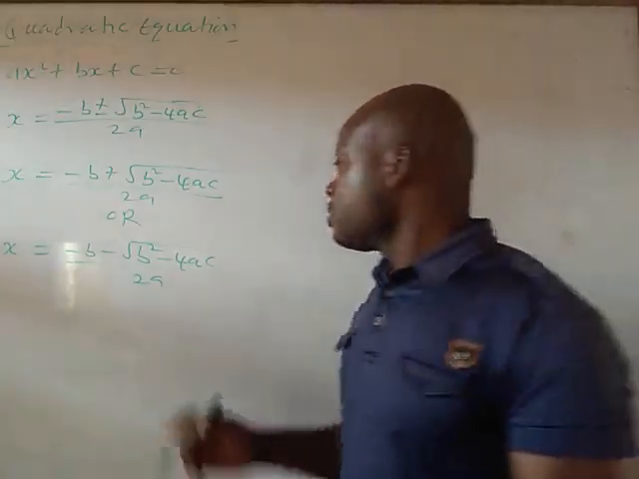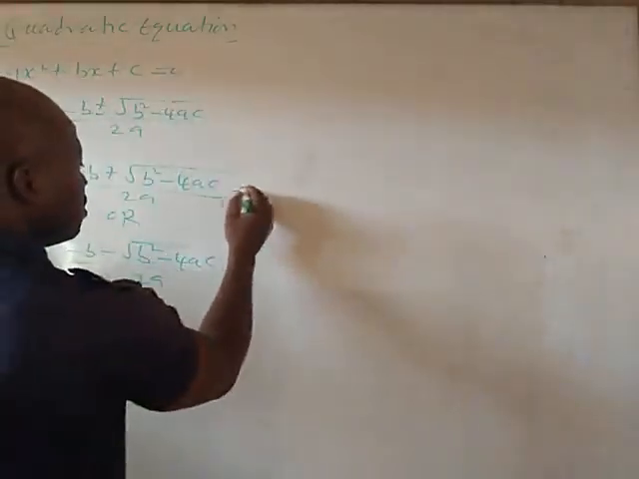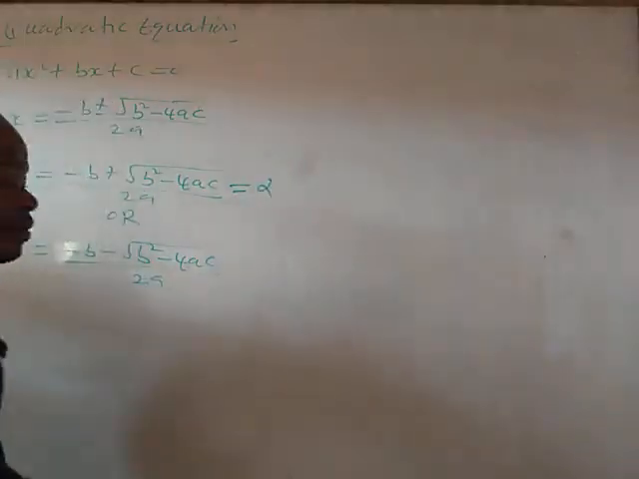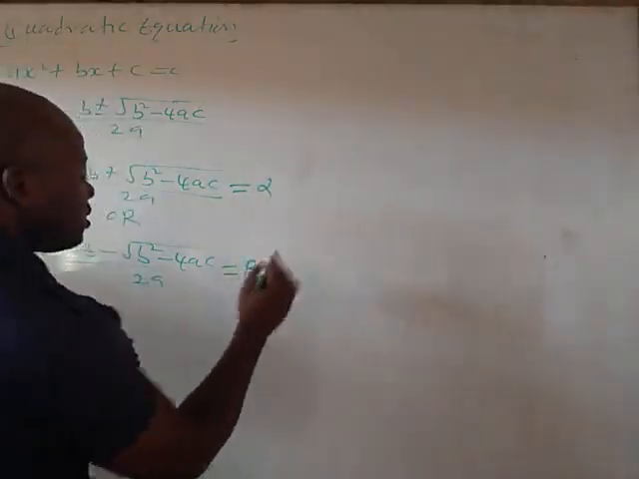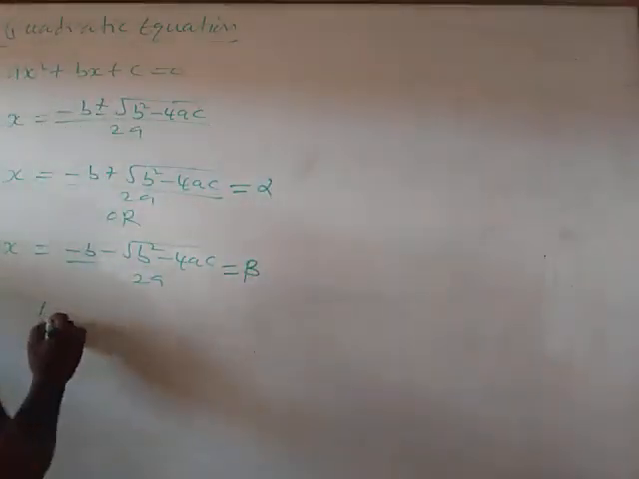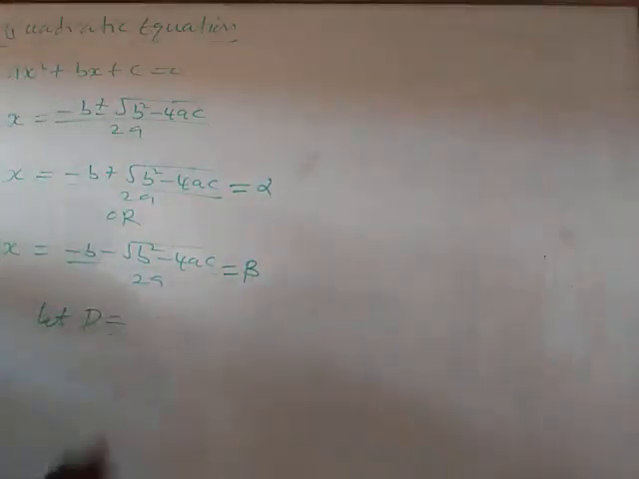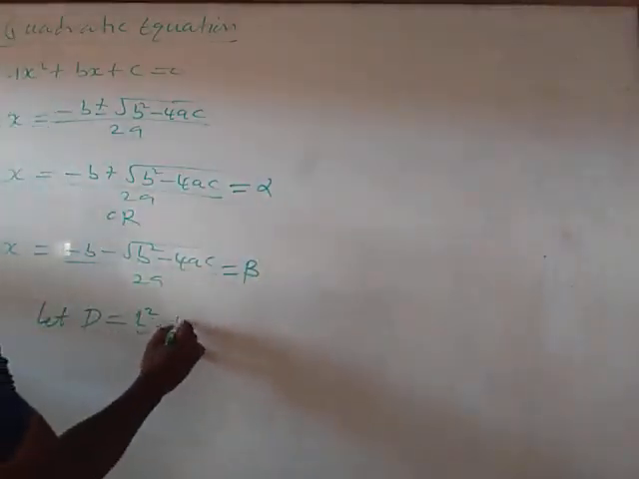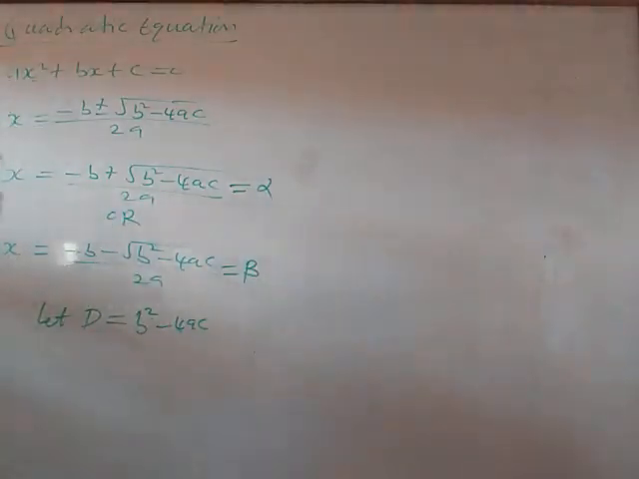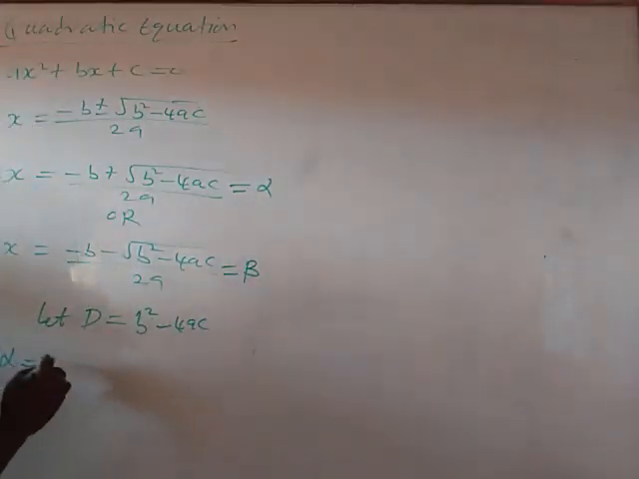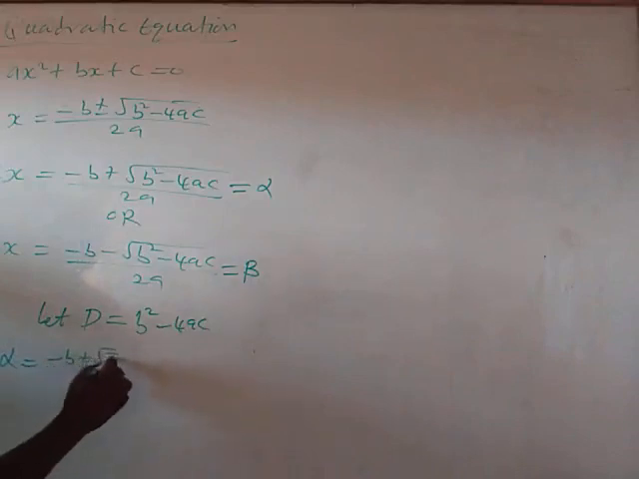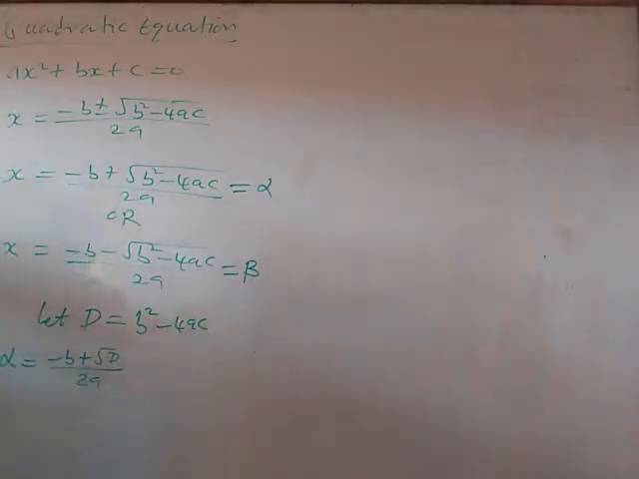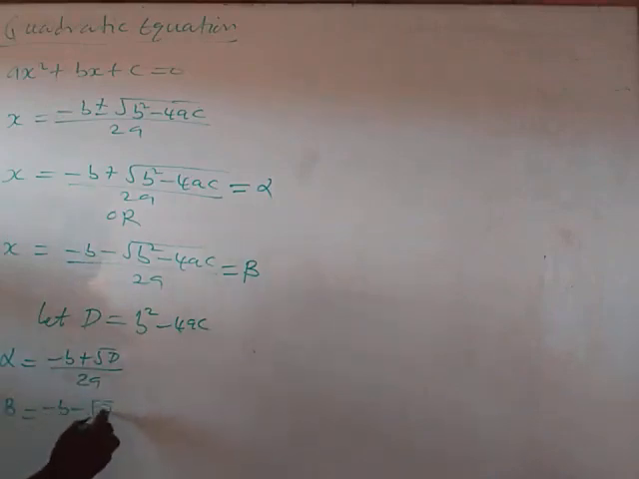Now, supposing the first root is represented by alpha and the second root is represented by beta, and let d represent what we have inside the square root, that is b squared minus 4ac. Therefore, our alpha will be equal to minus b plus root d over 2a, and our beta will be equal to minus b minus root d over 2a.